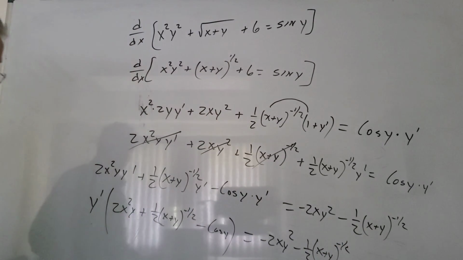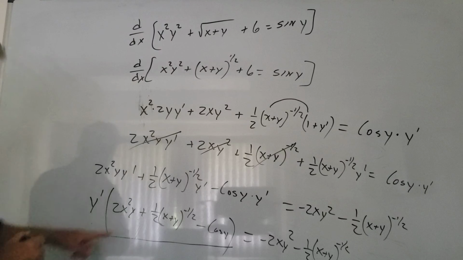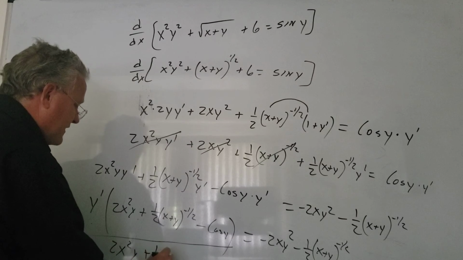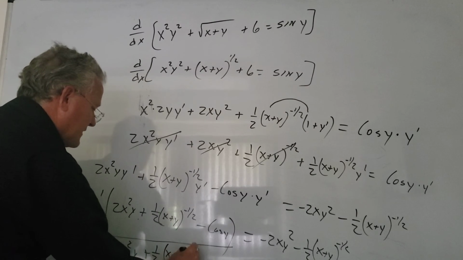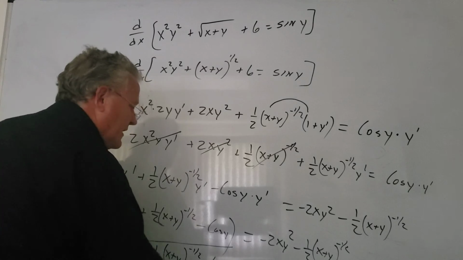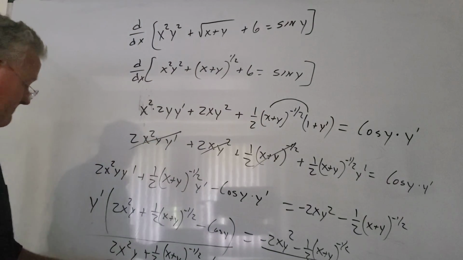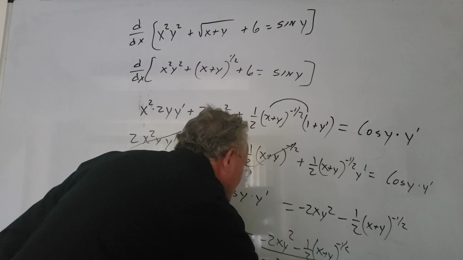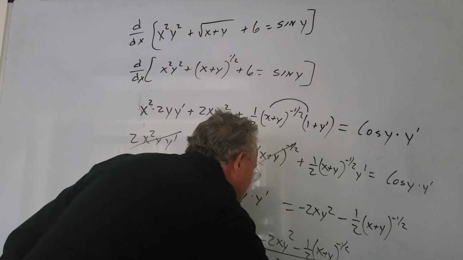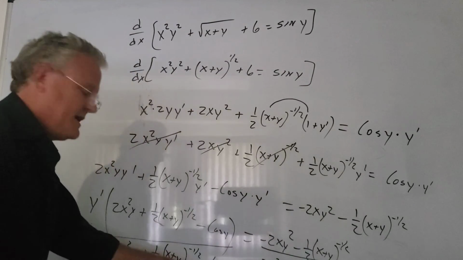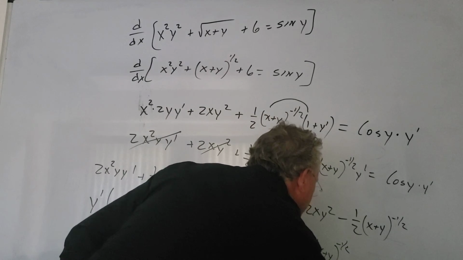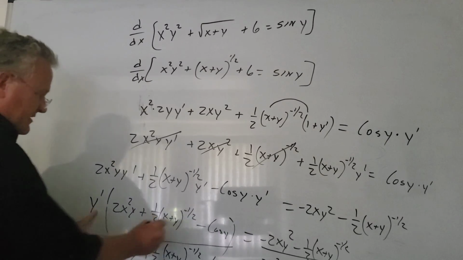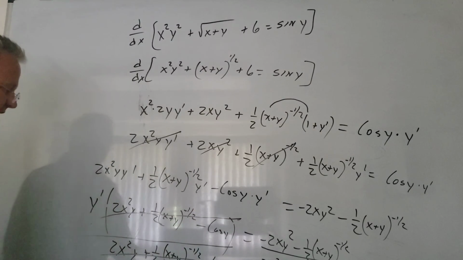And now there's just one step left. We divide both sides by this quantity right here, 2x squared y plus 1/2 (x plus y) to the negative 1/2 minus cosine y. And we divide this side by the same thing, 2x squared y plus 1/2 (x plus y) to the negative 1/2 minus the cosine of y. Of course, any quantity over itself is 1. That's why we divided by the coefficient of y prime. So they cancel, they're really 1.